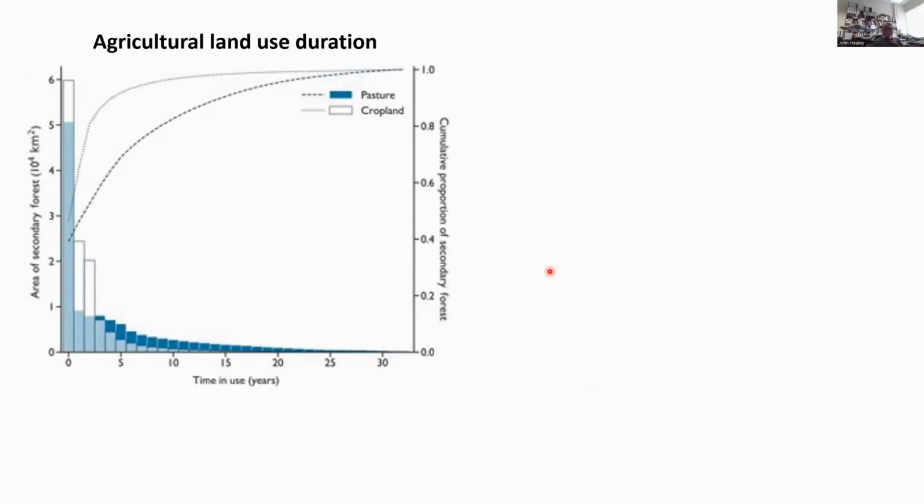Another way that this analysis can be applied is to look at what the land use was before this land reverted to secondary forest, before the agriculture was abandoned. So in this graph here, we have pasture land shown as the dark blue bars, the cropland shown as the open bars, and the pale blue is the overlap between them. They're kind of shown as overlapping bars. And we have here the cumulative curves for each of those two respective land use types that occurred before the secondary forest regrew. And we have the area of secondary forest that regrew after different durations of agricultural land use.